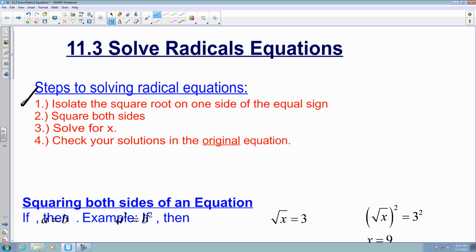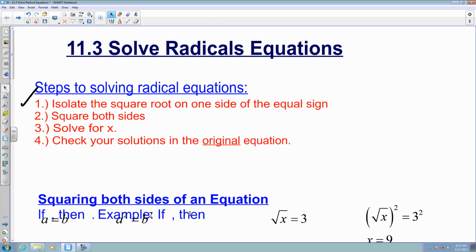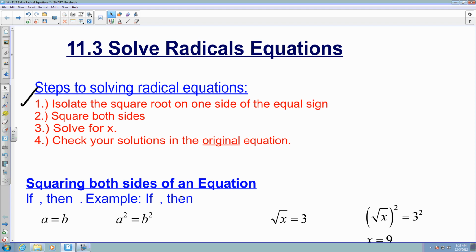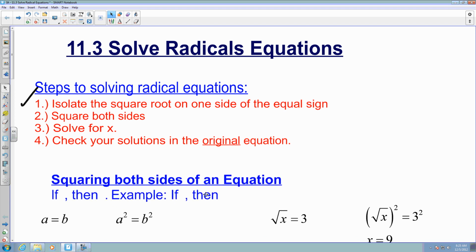And the fourth step is probably the most important step because this will determine if we have a correct answer or not. And we can determine that if that x works out, it'll check out. So let's get started.